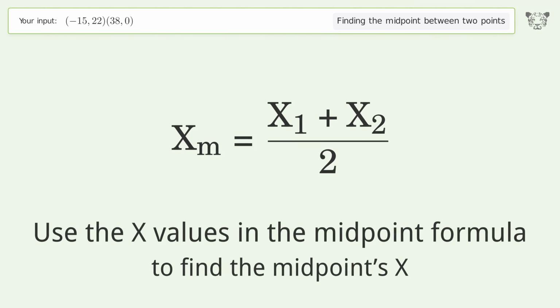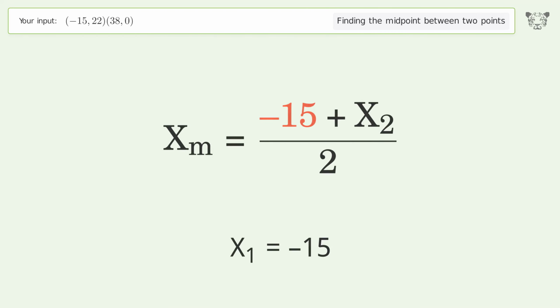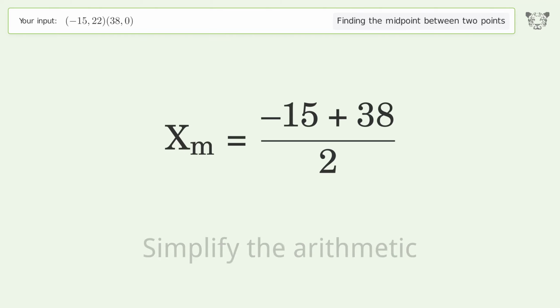Use the x values in the midpoint formula to find the midpoint's x. x1 equals -15. x2 equals 38. Simplify the arithmetic.